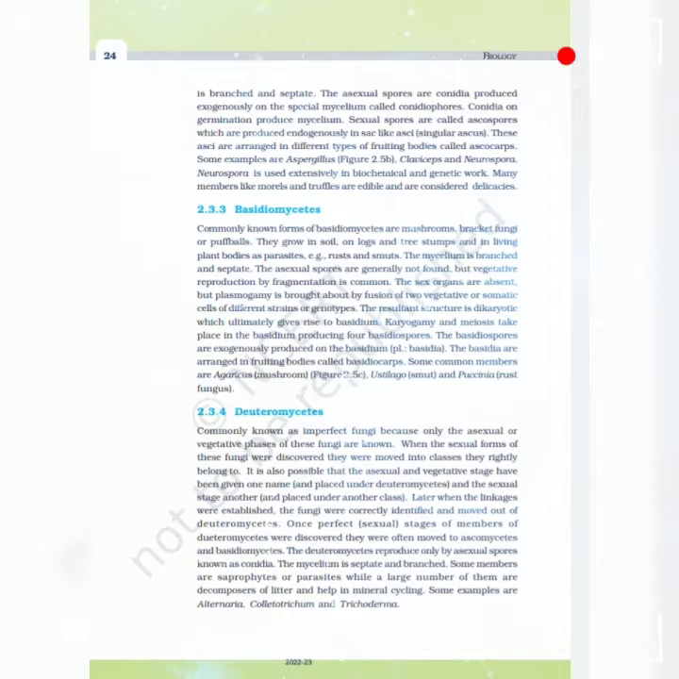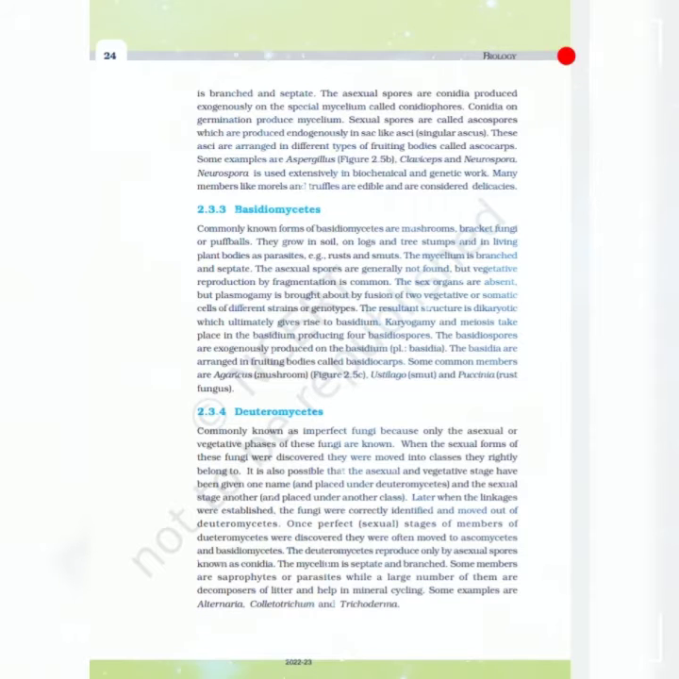2.3.3 Basidiomycetes. Commonly known forms of Basidiomycetes are mushrooms, bracket fungi, or puffballs. They grow in soil, on logs and tree stumps, and in the living plant bodies as parasites, for example rusts and smuts. The mycelium is branched and septate.